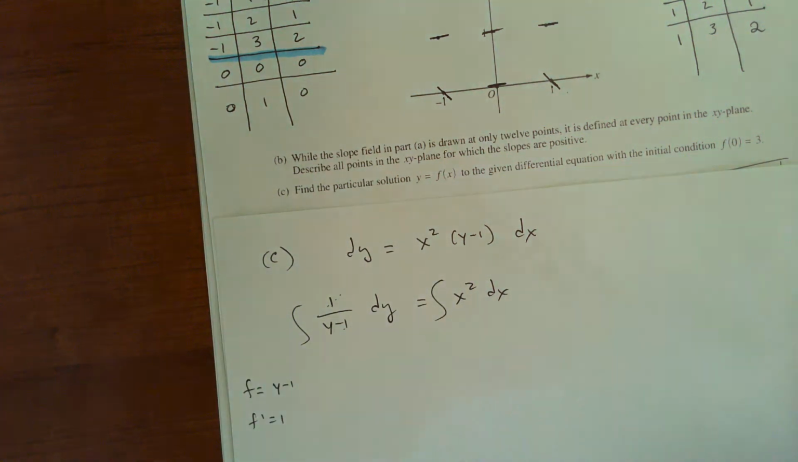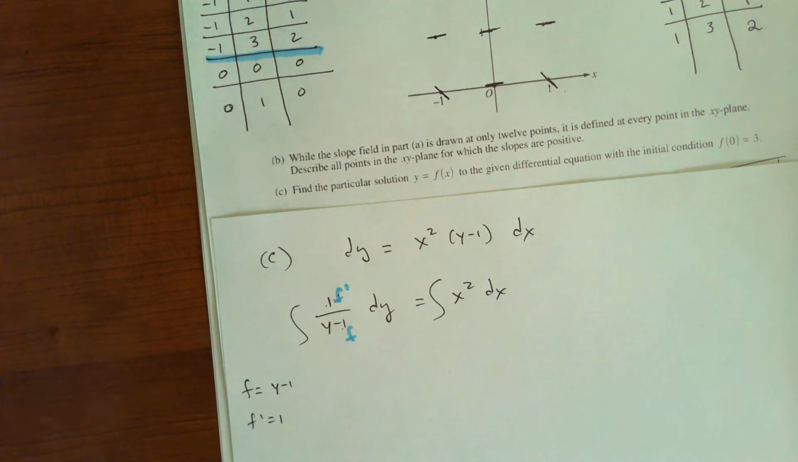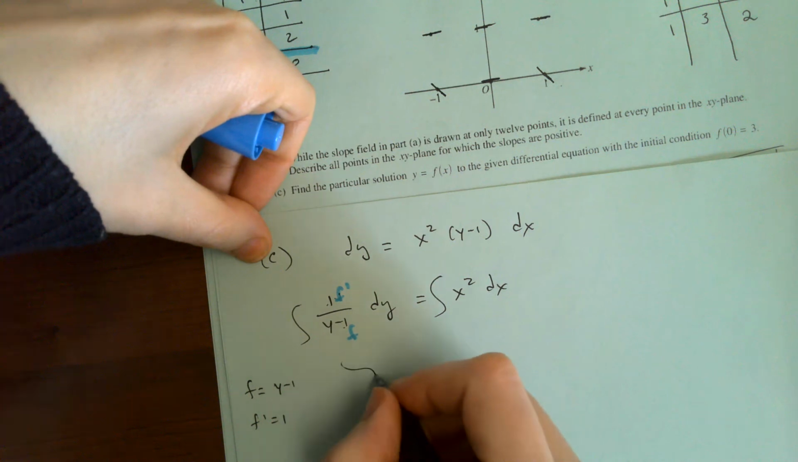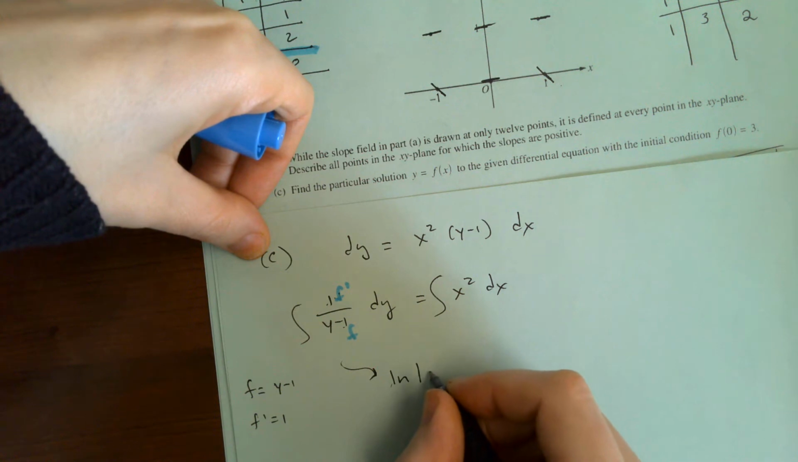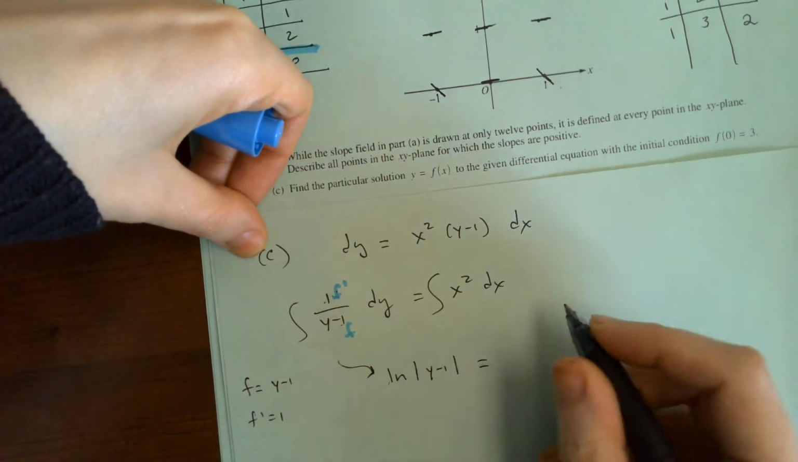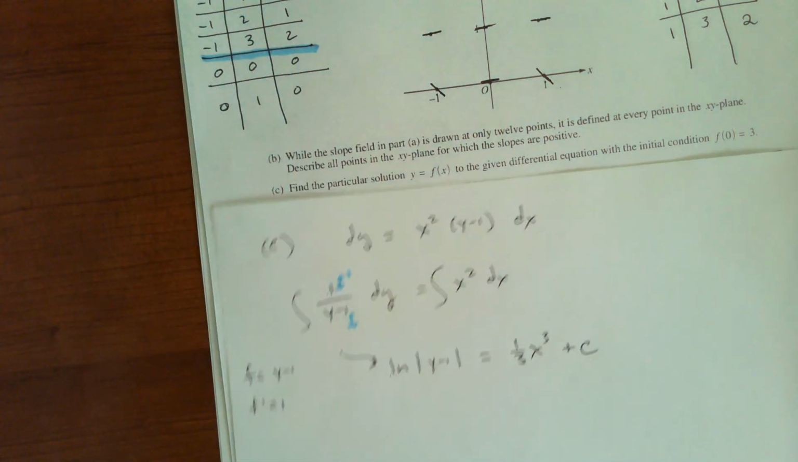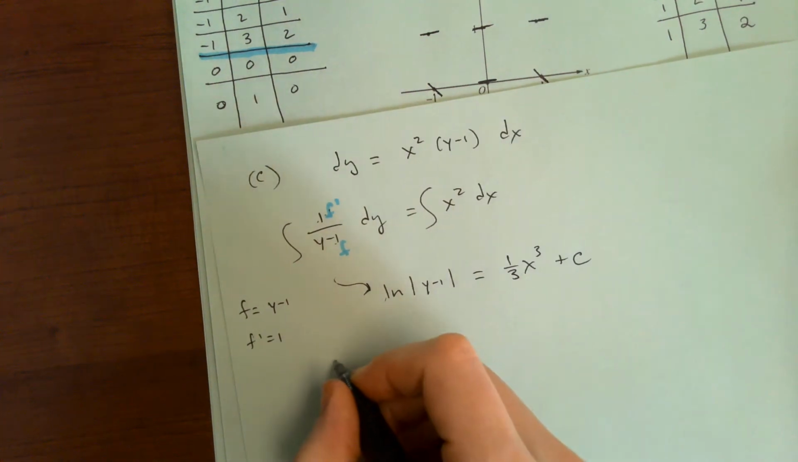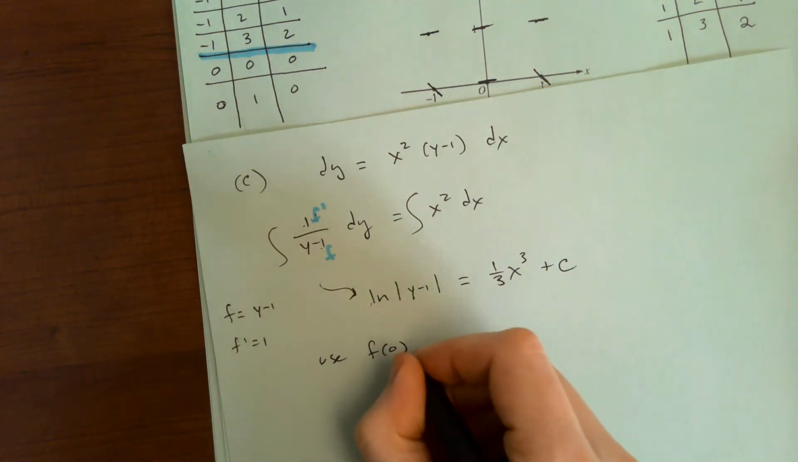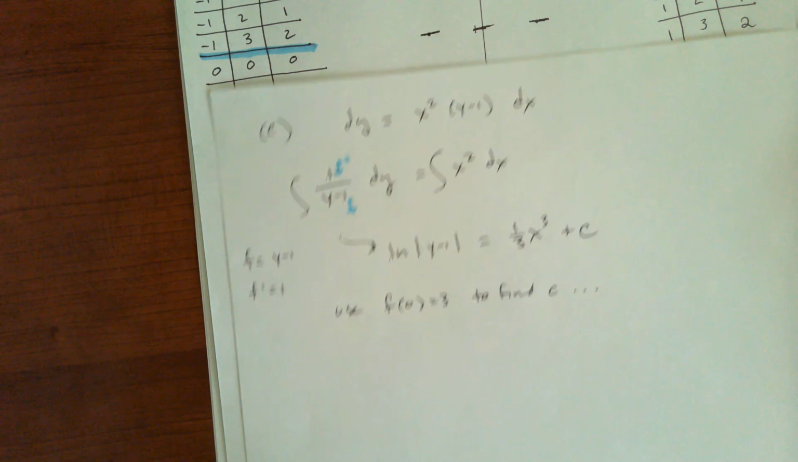I'll use a different color. So I've got f prime and f. The f prime over f formula says that the antiderivative is natural log of the absolute value of y minus 1. And the antiderivative here is a third x cubed plus c. Now we need to find c. So we're going to use f of 0 equals 3 to find c.